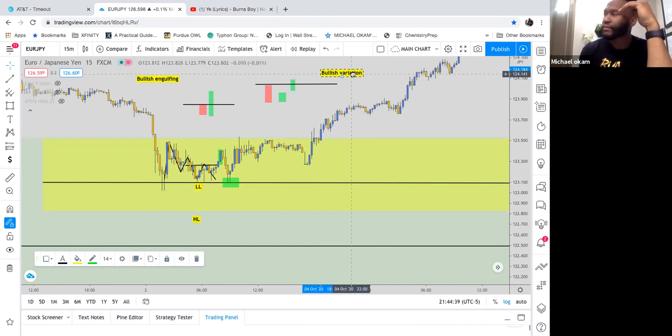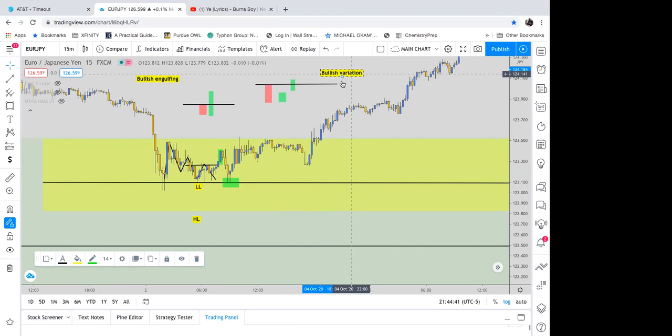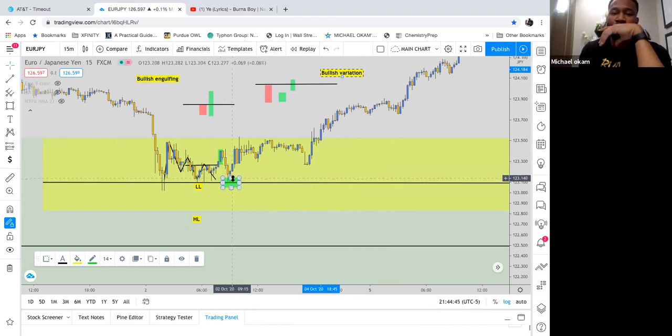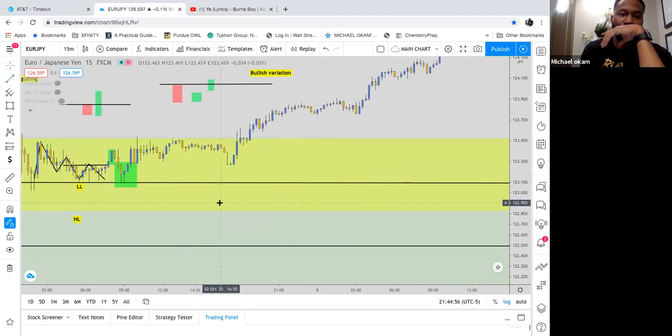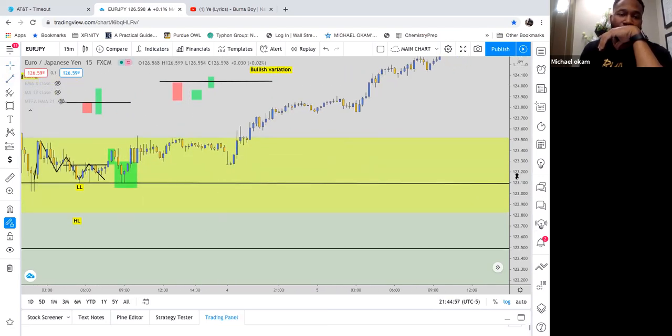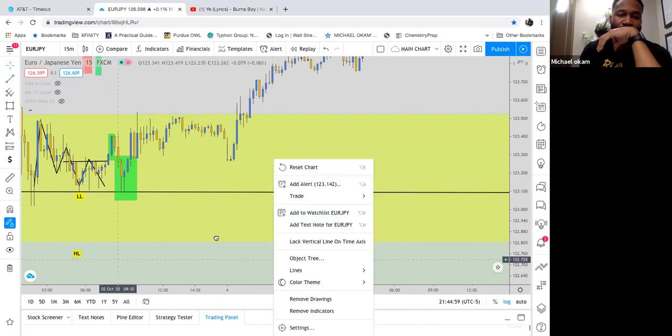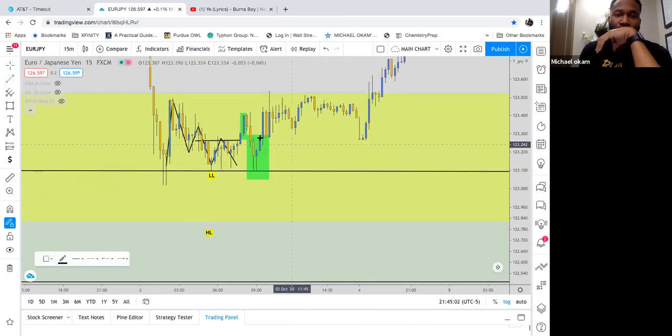So that's what happened right there on the chart. Now, right now in the chart, if we bring this to the chart, guys, do you see this bullish variation? How do we know that's a bullish variation? Watch this. I'm gonna zoom in. So we know this is a bullish variation because this bullish candle what?